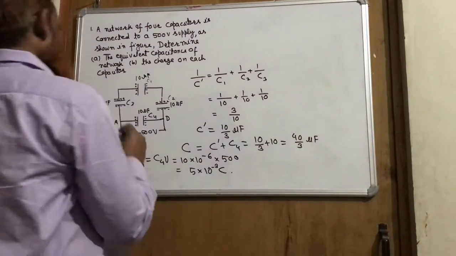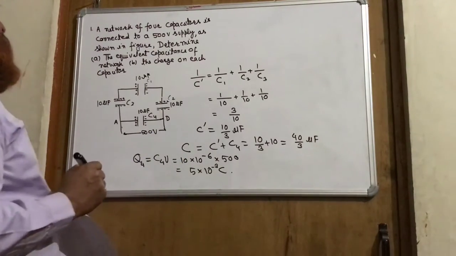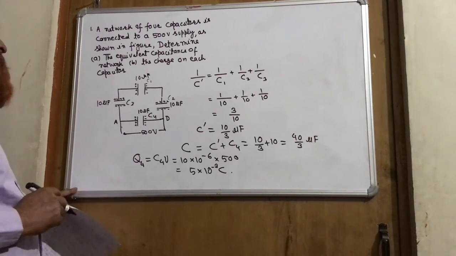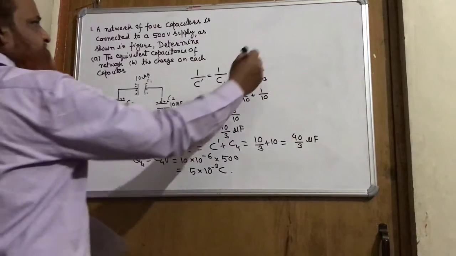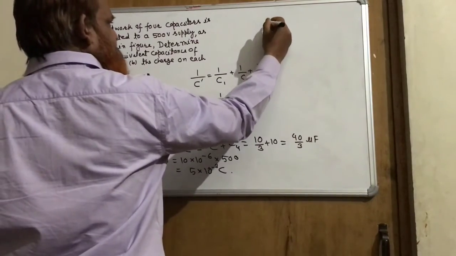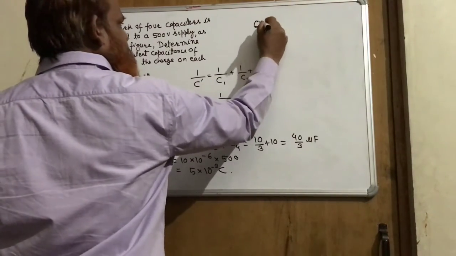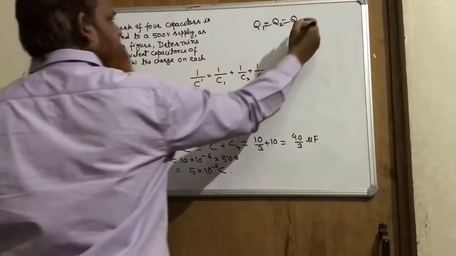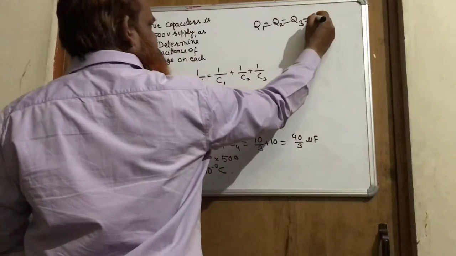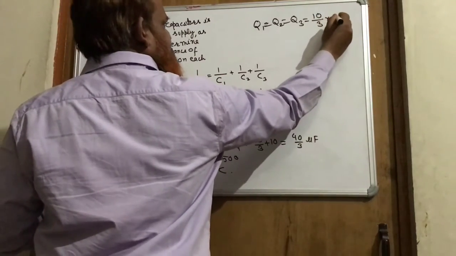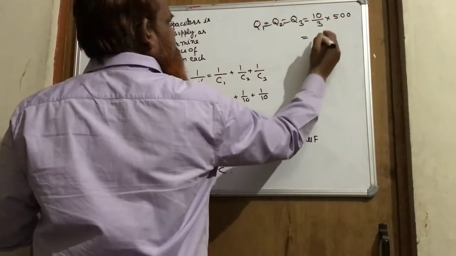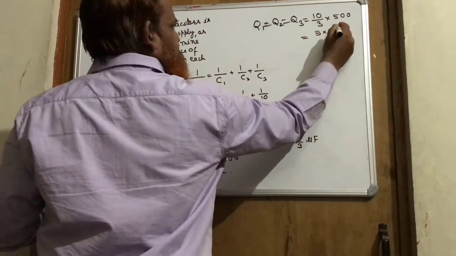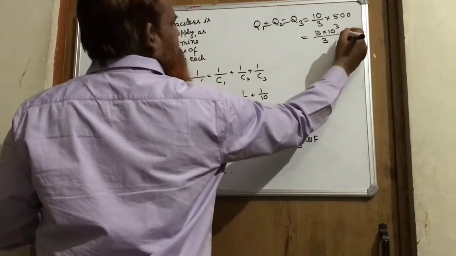And in C3, C1 and C2, the charge will be the same because they are in series. So the charge Q1 is equal to Q2 is equal to Q3, which is equal to the net capacitance, 10 by 3, into 500. So it will be 5 into 10 to the power 3 upon 3 coulomb.